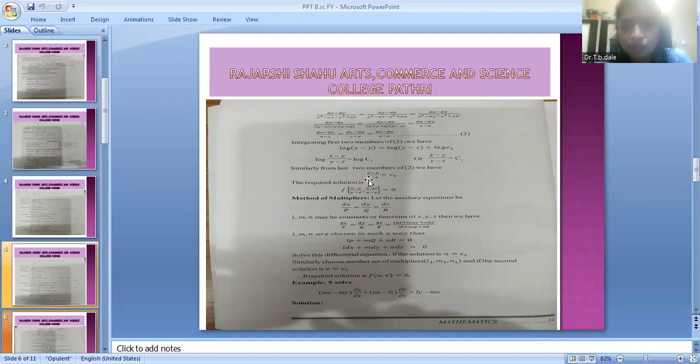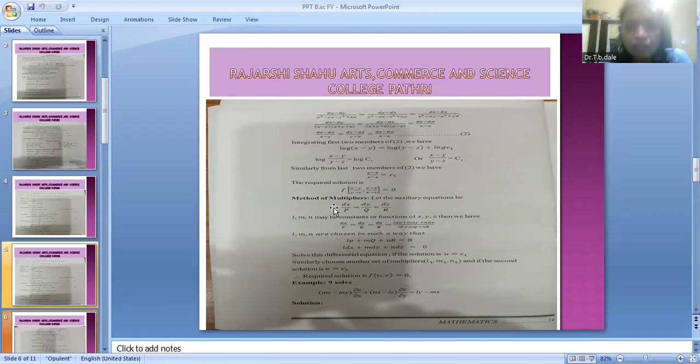Similarly, from the last two members of equation 2, we have (y minus z) upon (z minus x) is equal to c2. This is the required solution: f of (x minus y upon y minus z, y minus z upon z minus x) is equal to 0. Next, we have to see the method of multipliers.